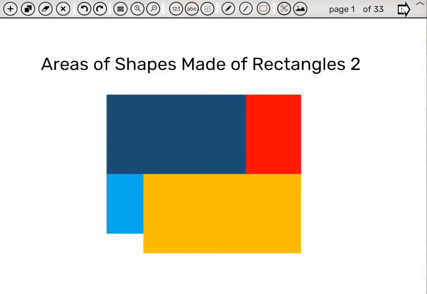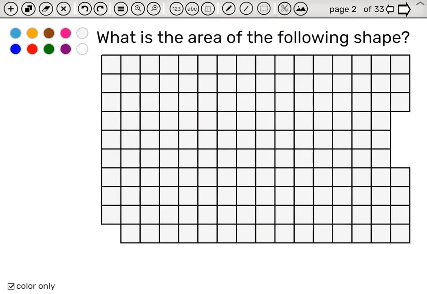Welcome to the lesson, Areas of Shapes Made of Rectangles. This is part 2. In part 1, we calculated areas of shapes by dividing them into rectangles. In this lesson, we'll use another method. Let's take a look at the first example to see what this method is.